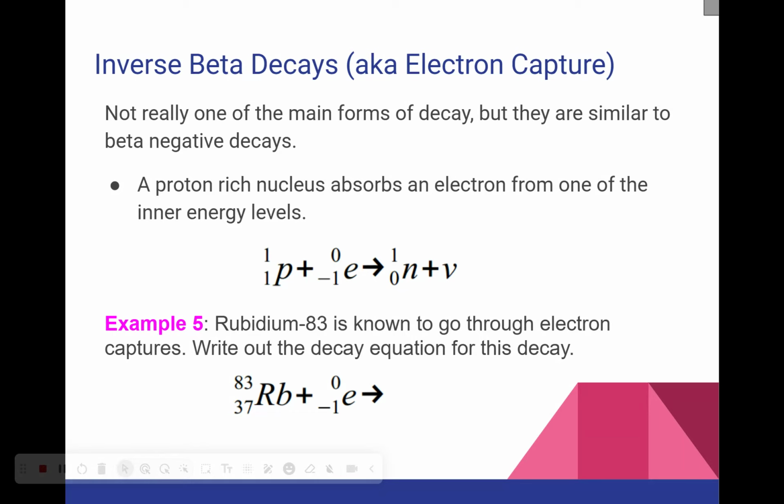And it's because unlike the other decays where something just starts on its own and spontaneously releases particles, here we are absorbing an electron at the start. So I still do my conservation of nucleons and everything like that. So 83 plus 0 still equals 83. 37 plus negative 1 equals 36. The only thing that could be with atomic number 36 is krypton. And then don't forget to throw that little neutrino on the end there.